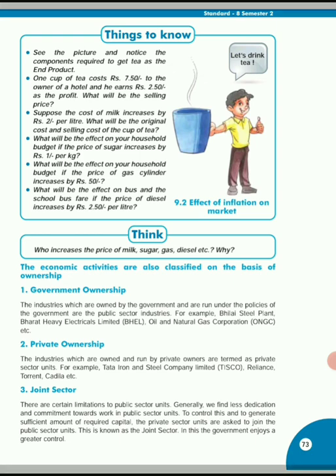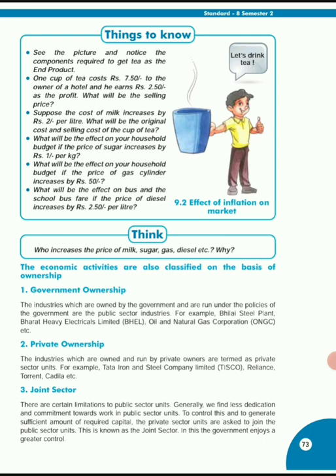Here we can see industries owned and run by private owners, that is entrepreneurs, are called private sector units. Let's see some examples here also. Tata Iron and Steel Company, that is called TISCO, then Reliance, Torrent, Vadilal, these are the examples. Then even a small grocery shop owner, garage owner, street hawkers, small factories, these all are also called private entrepreneurs.